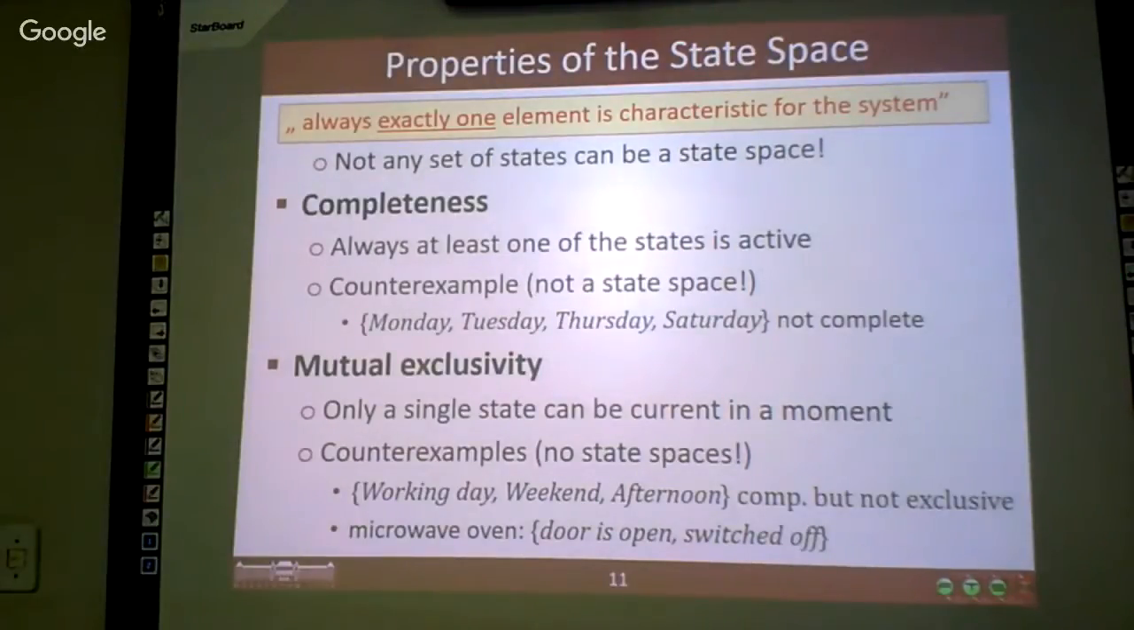And another important property of state spaces is the concept of mutual exclusivity. That means that only a single state can be current at the moment. So for example, a counterexample is working day, weekend, afternoon, because now it's a working day and it's also afternoon. Well, now it's evening, but let's say. And for a microwave oven, for example, the door is open and the microwave oven is switched off. This is not a state space because they can both be true together.